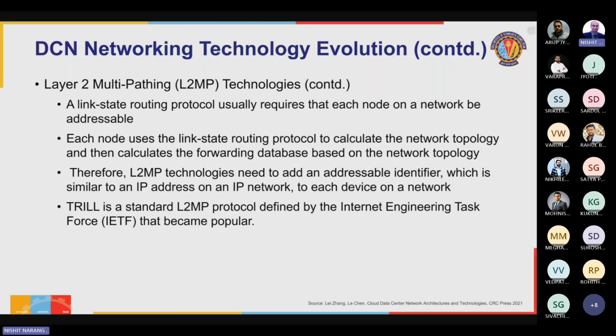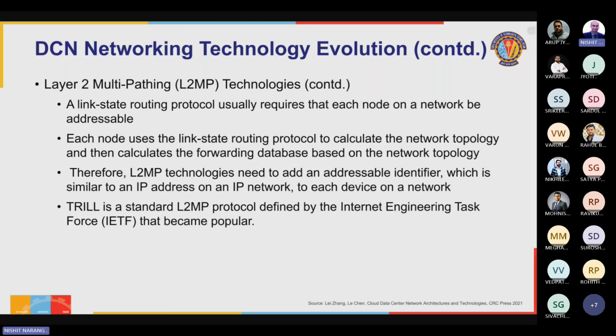So L2MP technology made the choice of using link state routing protocols at layer 2, which meant that they needed a new identifier to be associated with each node so that each node could be addressable, like an IPv4 kind of an address, right? Which actually is a layer 3 addressing entity. They brought in a similar addressing entity for layer 2.